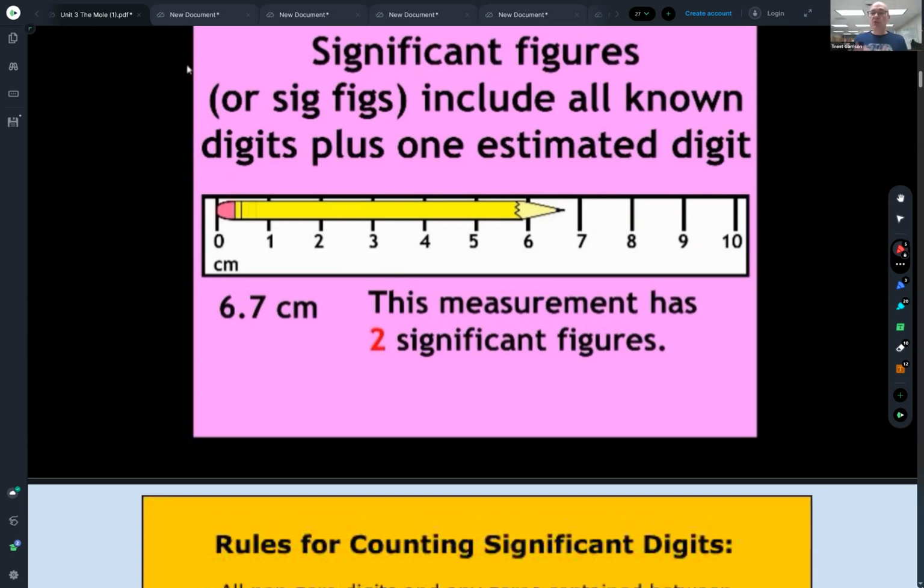Whenever you do measure, there's usually one estimated digit after this. So in this example of this pencil, we don't know if that's actually a 0.7 or if that's a 0.6 or a 0.8. It's an estimation. But you always have to give one more estimated digit, because it wouldn't be accurate for us to just say it's 7, because we know it's not. It's somewhere in between, so you have to give it a best guess.